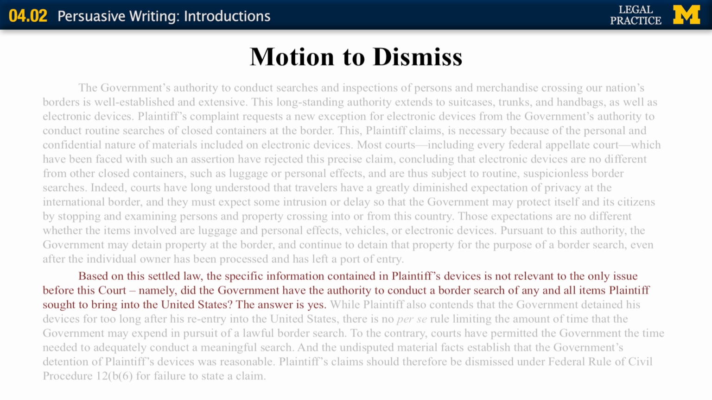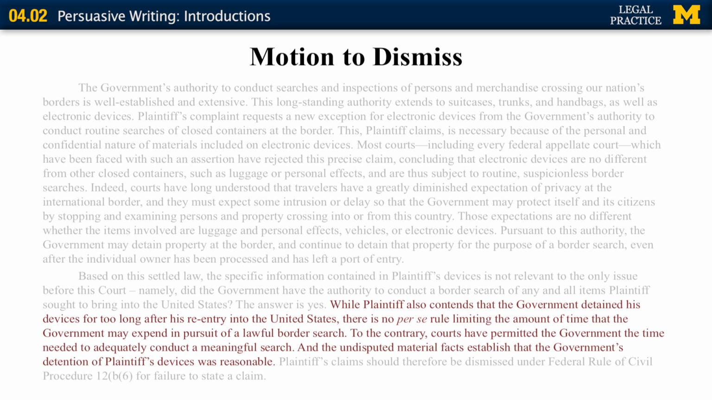And then in the last paragraph, the government addresses several specific arguments the plaintiff makes. We can learn from just reading this document that the plaintiff argues that the contents of his electronic devices matter, and so the government briefly addresses that question. And then it also addresses the plaintiff's contention that the government detained his devices for an unreasonable length of time, and it briefly addresses that.